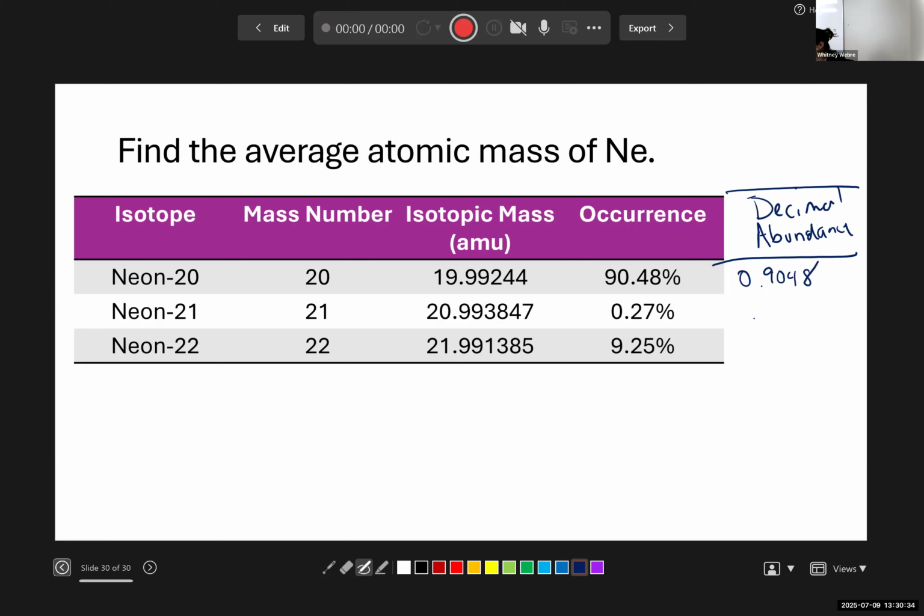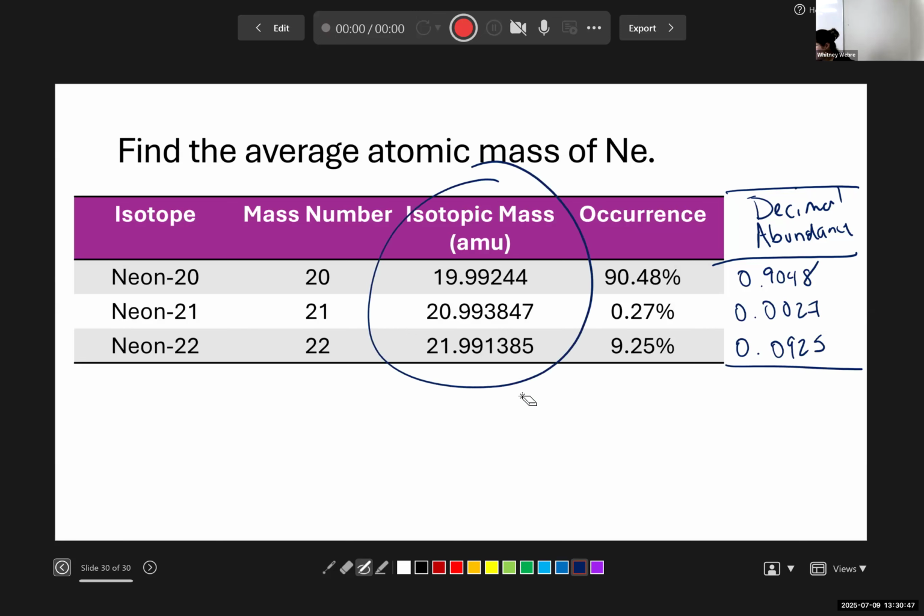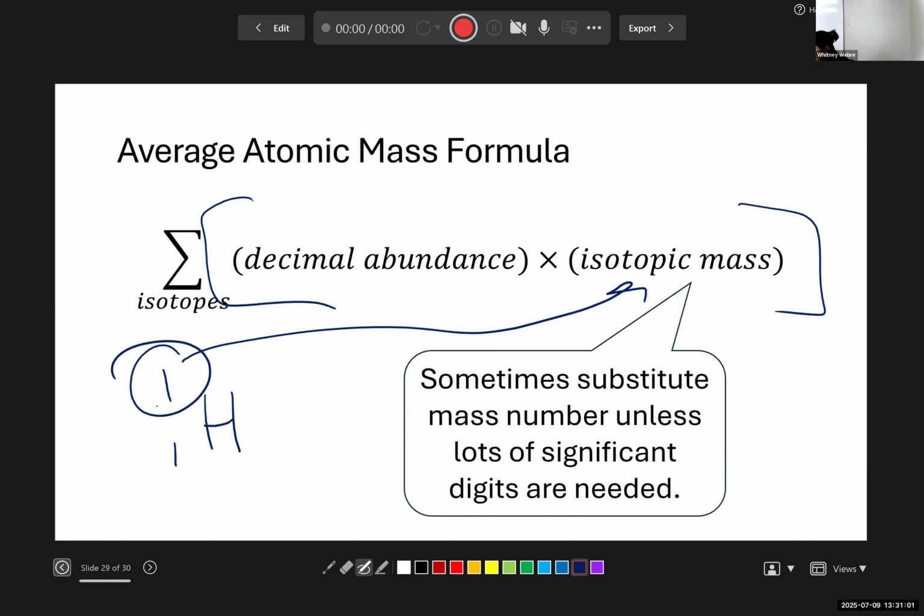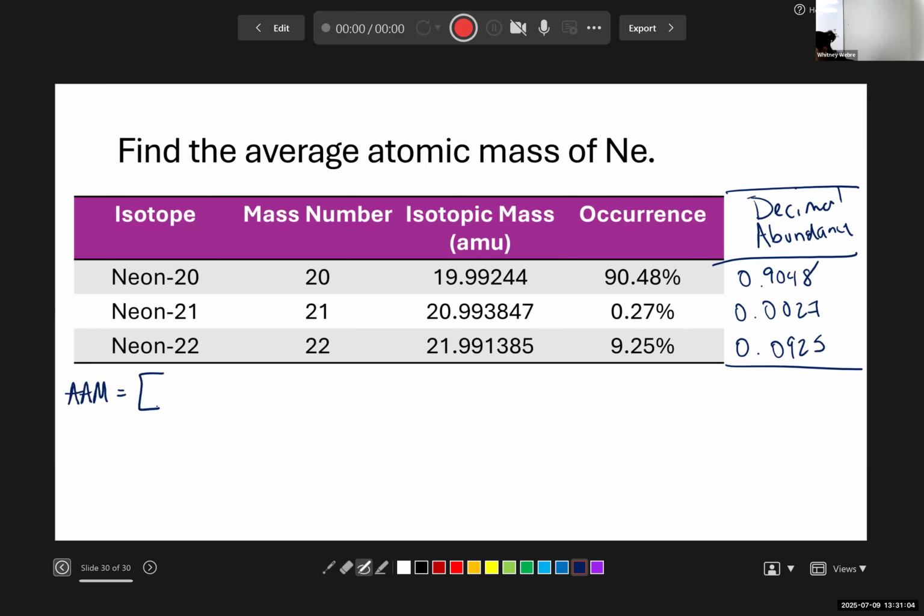All right, next one. All right, next one. Perfect. So you need to have that number, and then you need to have the atomic mass value. So let's do the setup. So average atomic mass equals the sum. So I need to take decimal abundance times isotopic mass. So for neon 20, I'll need these 2 values.